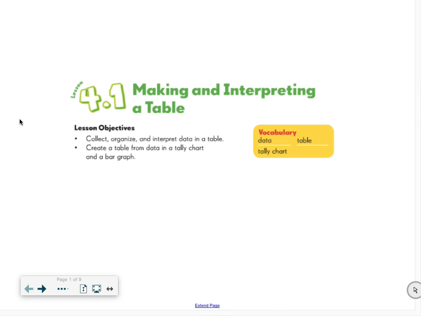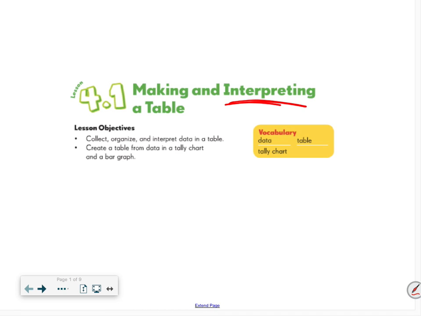Hi, if you are watching this video, then you are reviewing 4.1, which is in chapter 4, and it's all about how to make a table and how to interpret a table. Guys, the word interpret means, if you're reading a table, what questions can you answer based on what the table is saying? There's two things you need to be able to do.